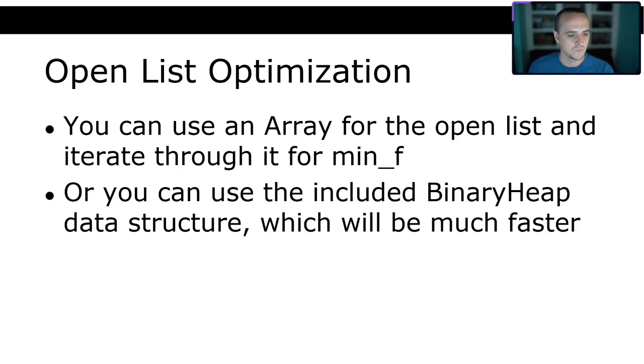So what I've done for the assignment is I've included, or I will include because it's not out yet, a binary heap data structure, which you can figure out how to use on your own. And if you do, then getting the minimum value from this priority queue binary heap will actually be much faster. So if you can figure out how that binary heap data structure works, go right ahead and use it.